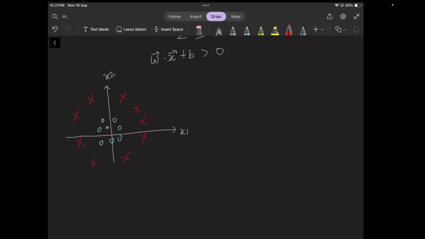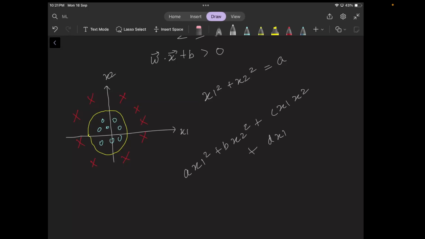So what could the decision boundary look like? It would be a circle. So it could be x1 squared plus x2 squared equal to some constant. Now the decision boundary could even be an ellipse or a parabola or anything, so it could even have this kind of an equation, which is a general equation for a conic.